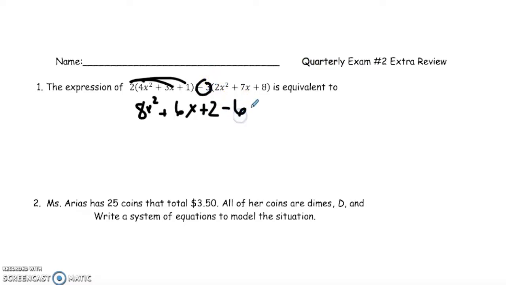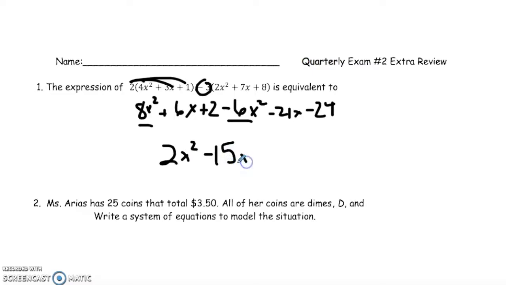Negative 6x squared minus 21x minus 24. And now all you have to do is combine your like terms. So that's going to be 8x squared minus 6x squared, which is 2x squared. 6x minus 21x is going to be negative 15x. And then we're going to have 2 minus 24, so that's negative 22. This is the answer to number 1.